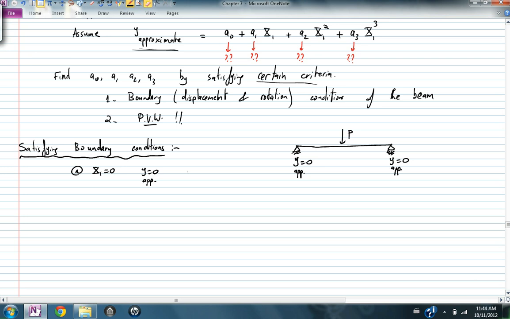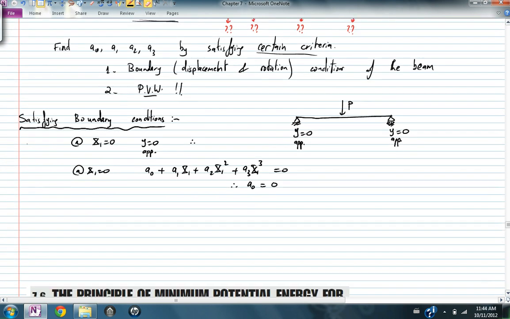Y approximate is 0, therefore the approximate solution, A0 plus A1 x1 plus A2 x1 squared plus A3 x1 cubed, equals 0 at x1 equals 0, which leads to A0 equals 0. So this is boundary condition 1.